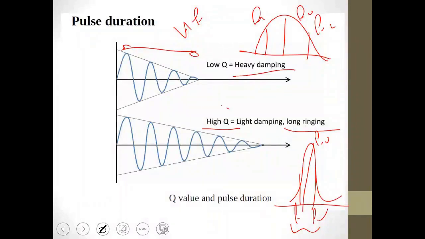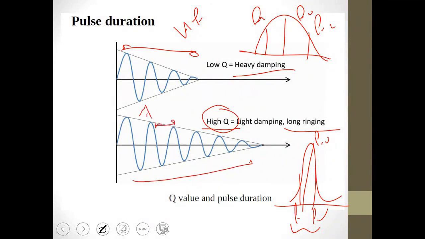Let's connect everything together. High Q means light damping, right? What does light damping mean? It means you didn't stop your pulse all at once. You let your pulse rise, increasing the duration of the pulse. So, your pulse duration increased as if you stretched the pulse.